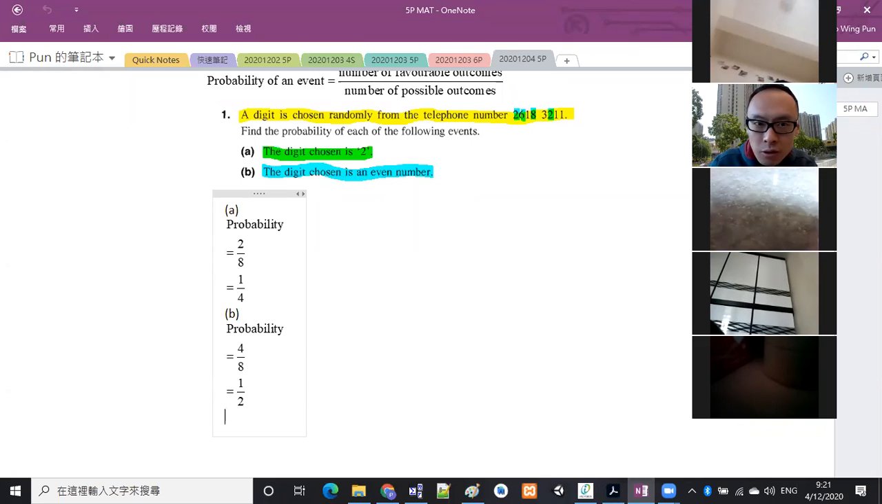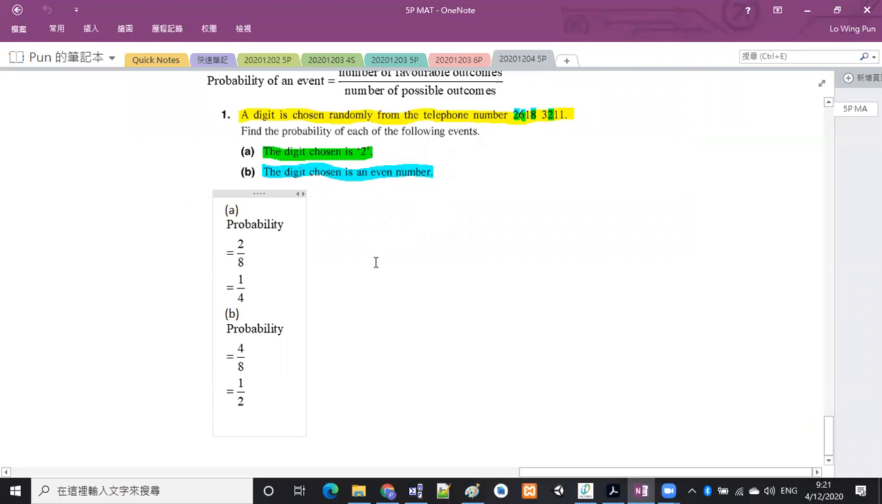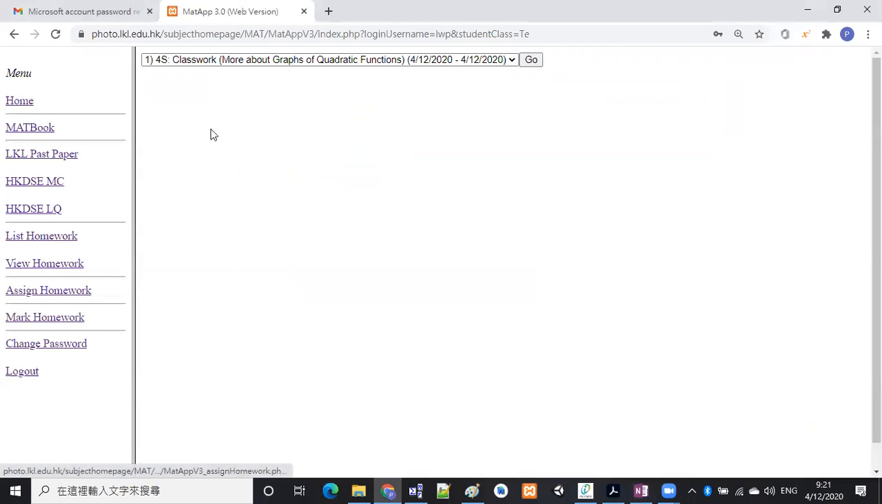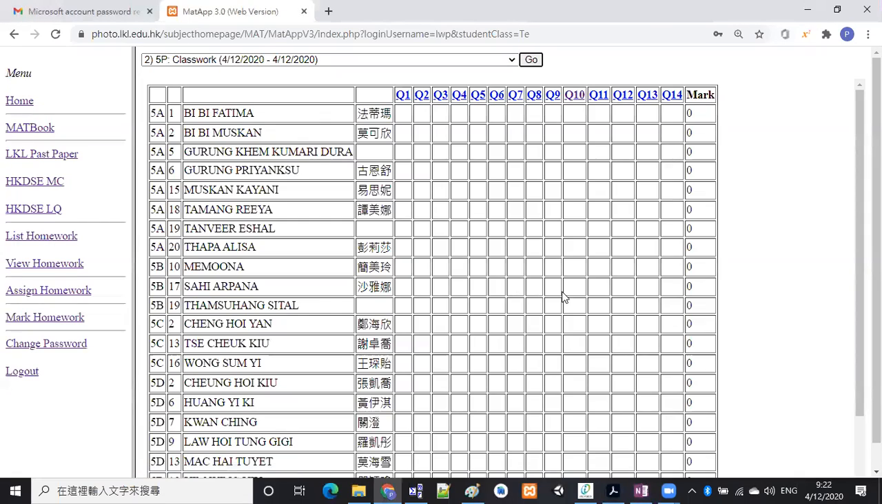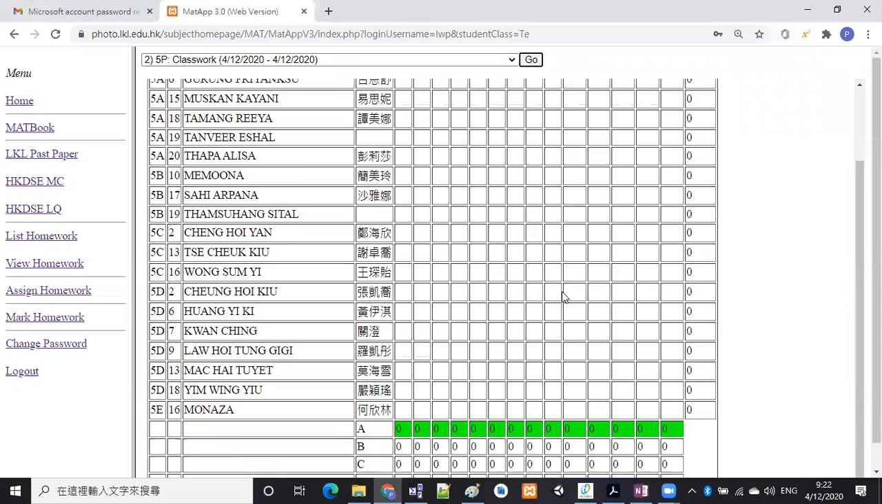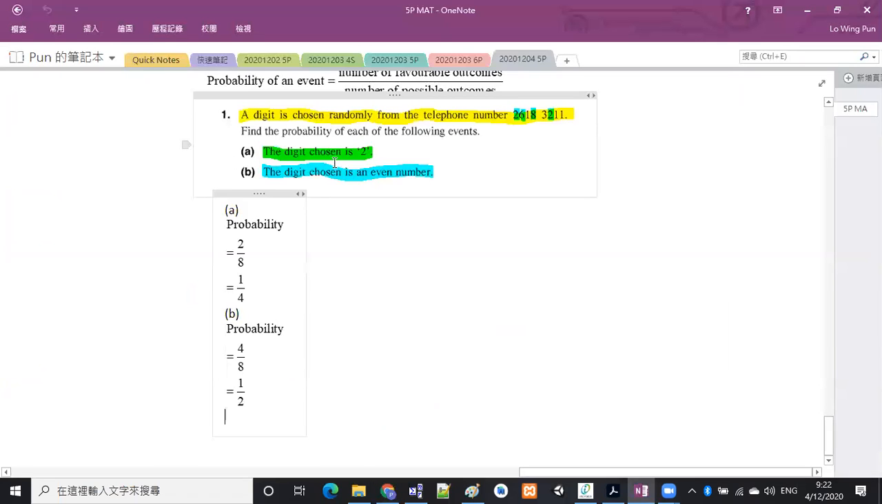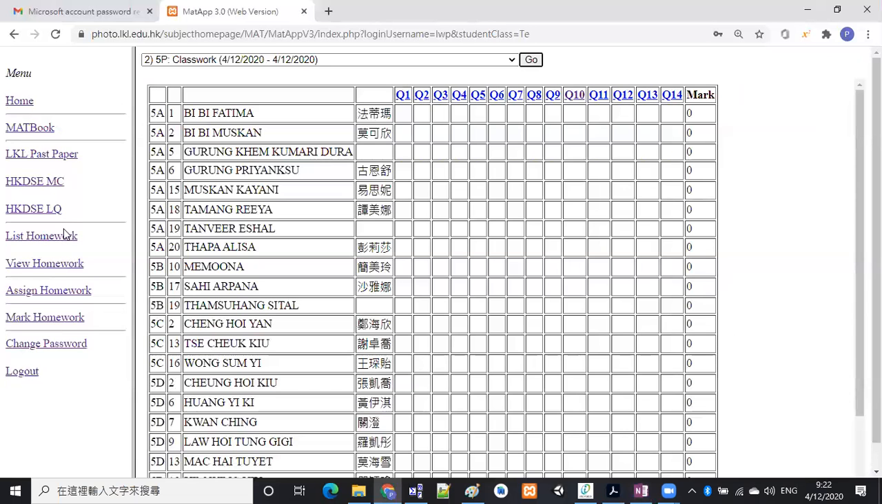Okay, so please remember to upload the solution to the Mat App, starting from this question. Okay, and then the next question.